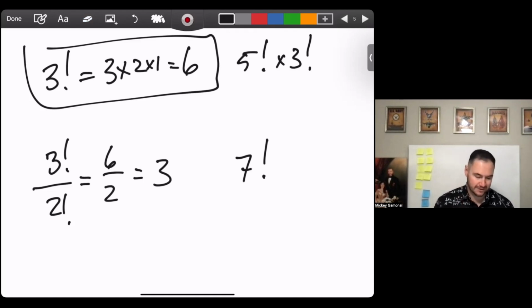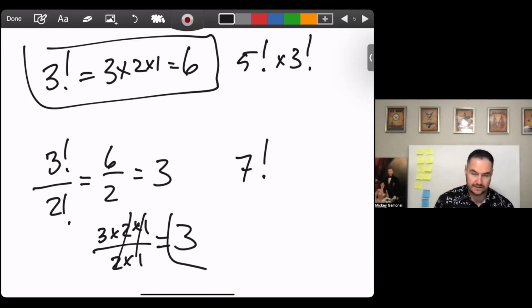But what we could do instead is we could draw these all the way out. 3 times 2 times 1 over 2 times 1, and we could cancel out, and we'd still get that 3. Check that out. Cool, right? 5 factorial times 3 factorial.